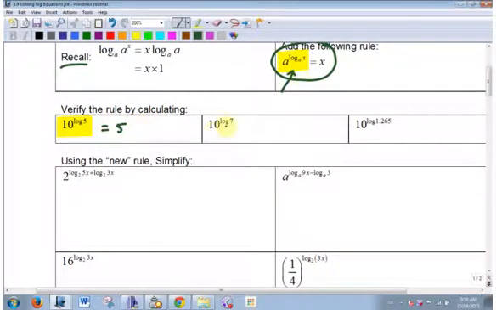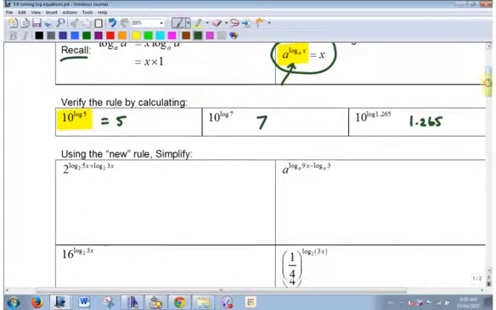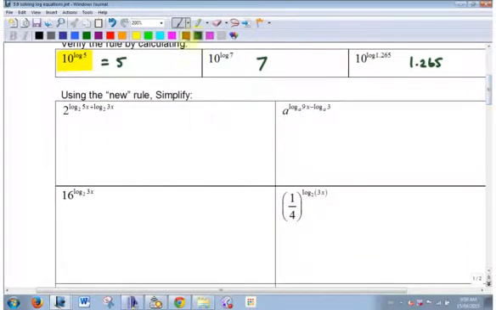It's 5. But you shouldn't need to do that, because you should have that in your noodle. What is 10 log base 10 of 7? Were you going to say 6? What is 10 log base 10 of anything? Anything. Okay, that's the rule. So using the new rule, simplify.